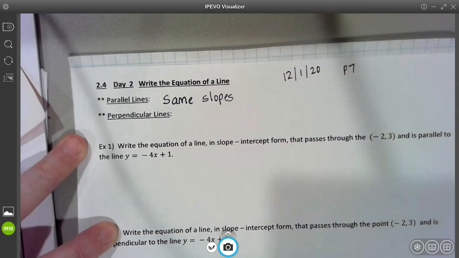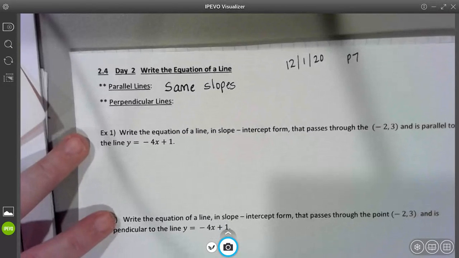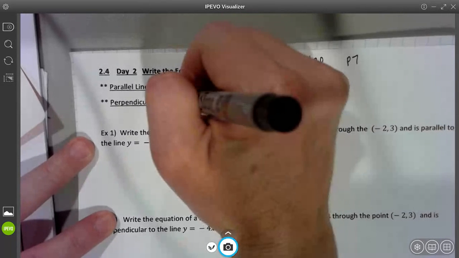Okay. All right. If you are perpendicular lines, you are lines that meet at a 90-degree angle. And the reason you meet at a 90-degree angle is because your slopes are two things: opposite in sign and reciprocal.